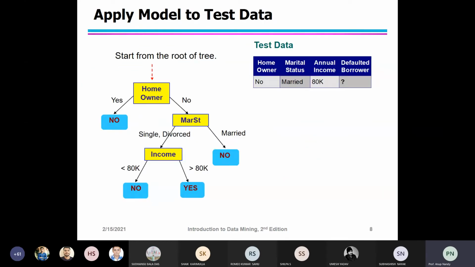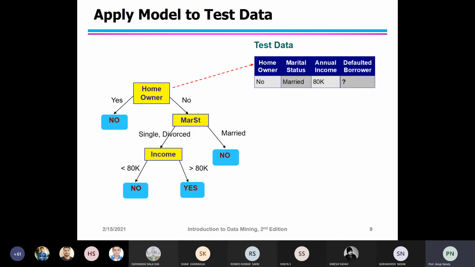Okay. Next, whenever you apply the model that you have developed to test the data. So here you can see, you have developed the decision tree. Now the test data is: homeowner, yes; marital status, married; annual income 80K. Now you have to find the class level, I mean whether the person is a defaulted borrower or not.